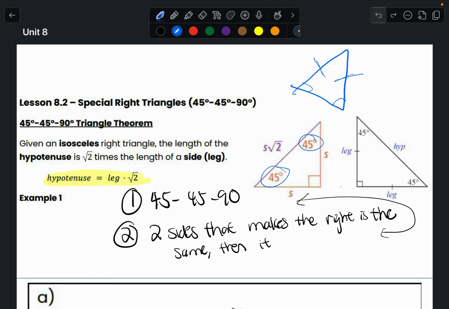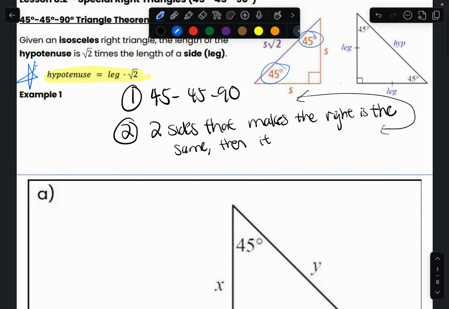Now, these are just some key things that you have to remember, because sometimes your question will not give you a straight isosceles right triangle. You have to know how to figure out or prove it. Then you can use the theorem that we have here. Now, let's take this theorem and do a couple of questions.